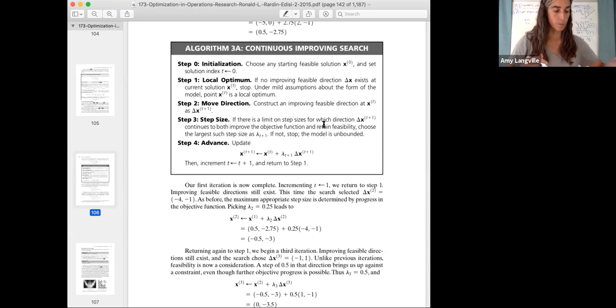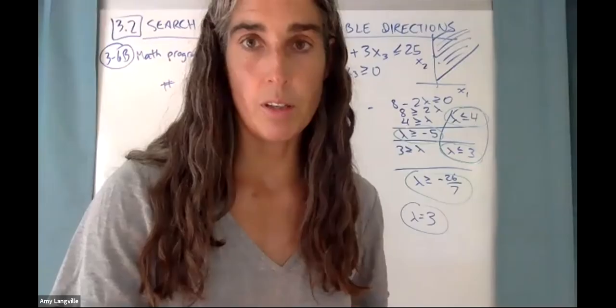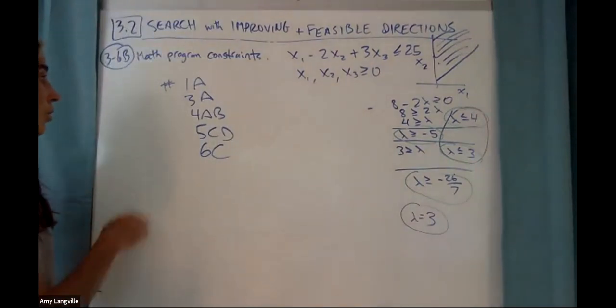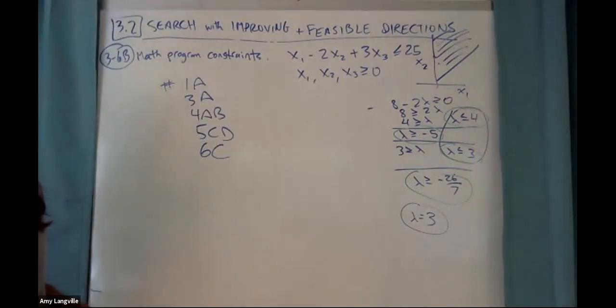Okay, so problems from sections 3.1 and 3.2, your suggested homework is numbers 1A, 3A, 4A and B, 5C and D, 6C. Oh, I'm going to stop the share so you can see that a little better. Suggested homework for 3.1 and 3.2, just doing sections of those problems, don't do the whole ones.